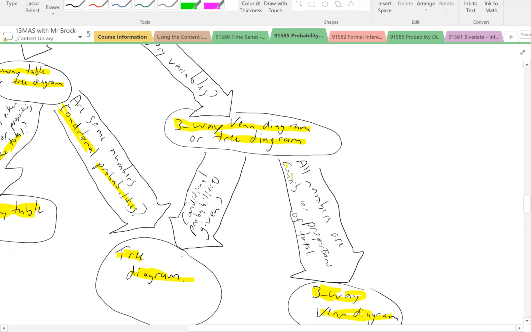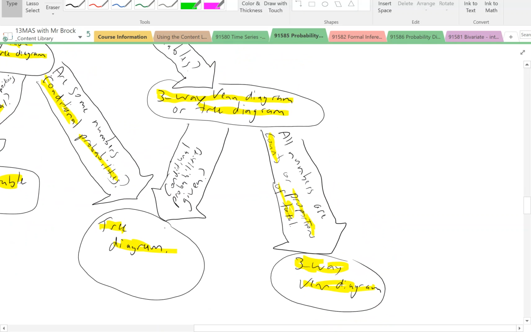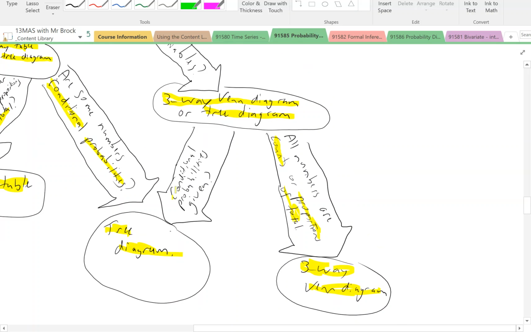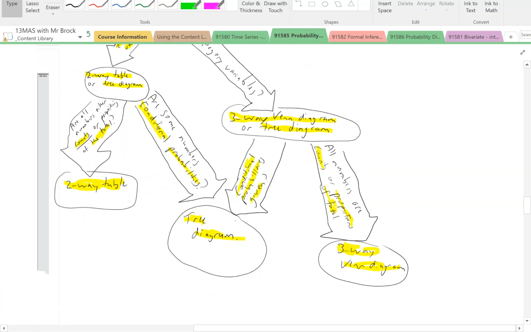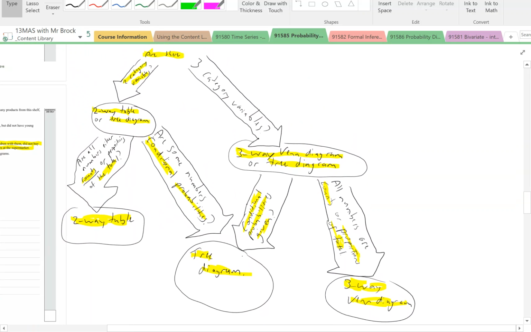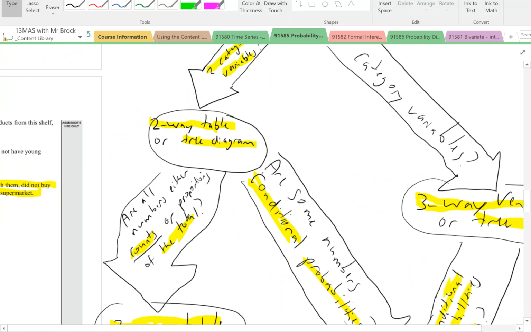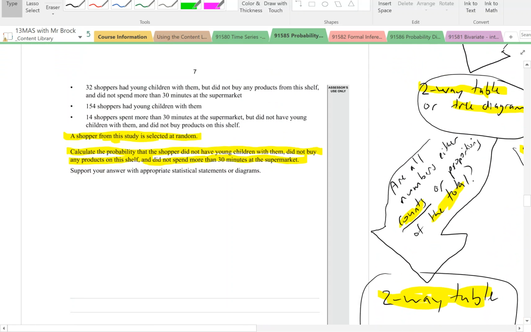If all the numbers are counts or proportions of the total, then you can use a three-way Venn diagram, and that will be the easiest way. But if some of the numbers are conditional probabilities, that means out of a subgroup, again you have to use a tree diagram. So, quick summary: if there's two category variables, you're either using a two-way table or a tree diagram. Three category variables, it's either a three-way Venn diagram or a tree diagram. You have to use a tree diagram only if some of the numbers in the question are conditional probabilities. So if we stick to that guide, we'll do pretty well in these exams, in the probability concepts exam.